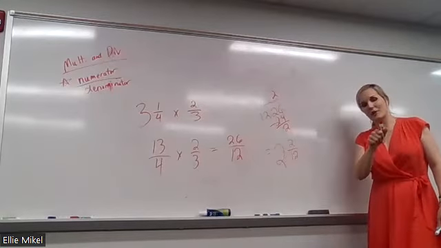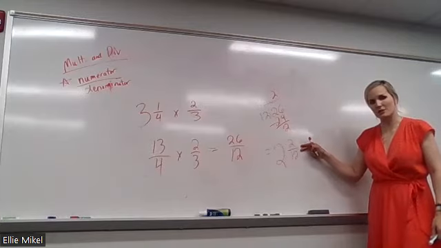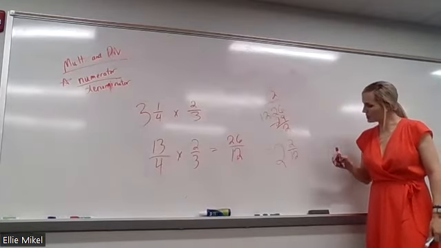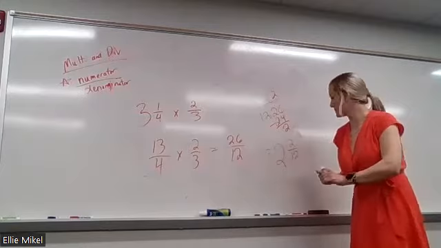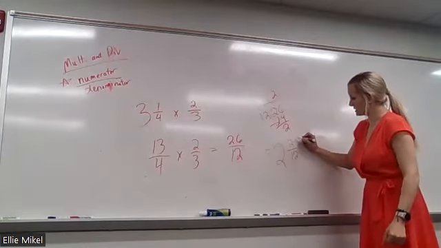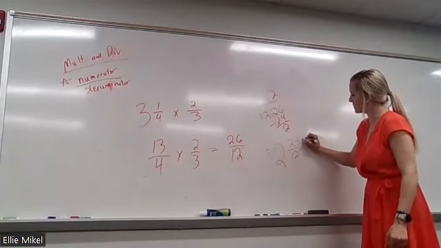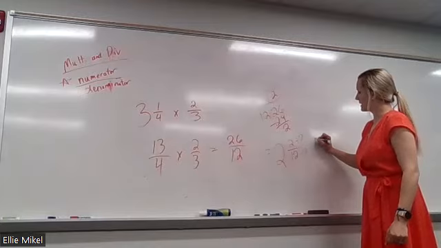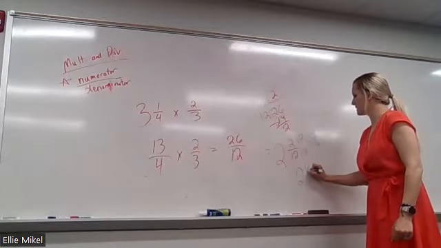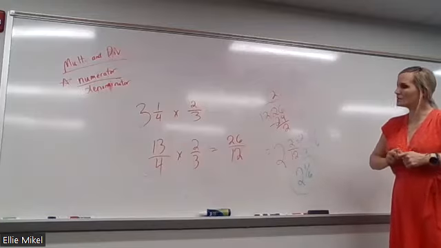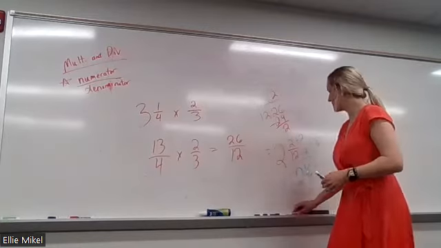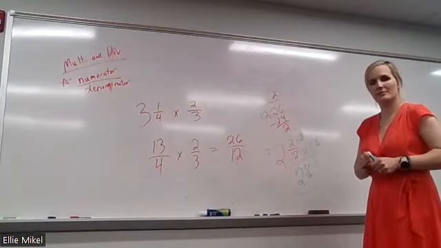So this is correct. However, let's look at the fraction portion there. The fraction portion of that answer can be reduced, and if that's the case, we need to reduce it. 2 and 12 are both divisible by 2. So that gives us 1/6, again making this total answer 2 1/6. Always make sure your answer is reduced at the end.